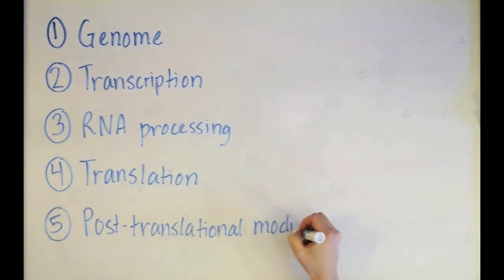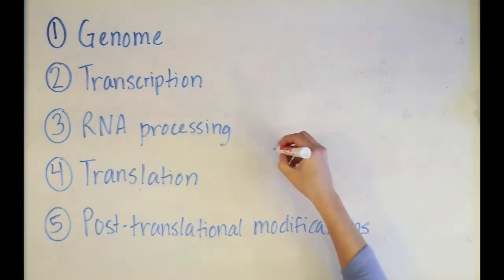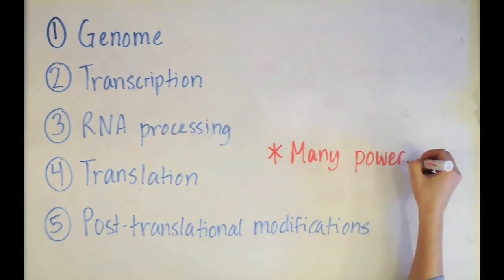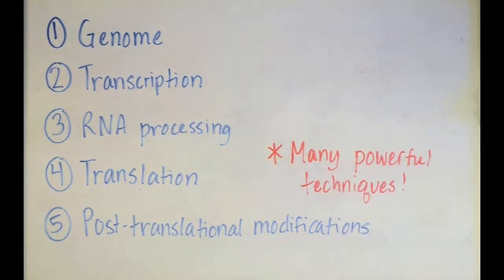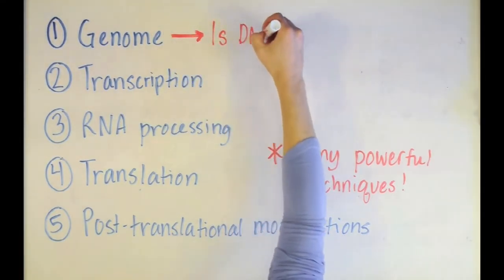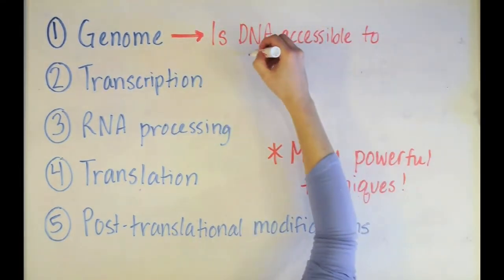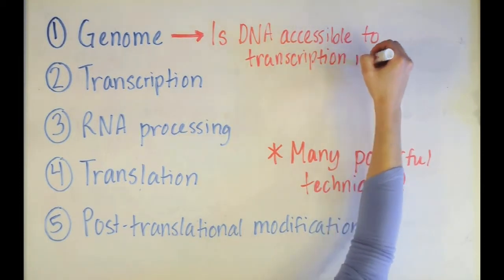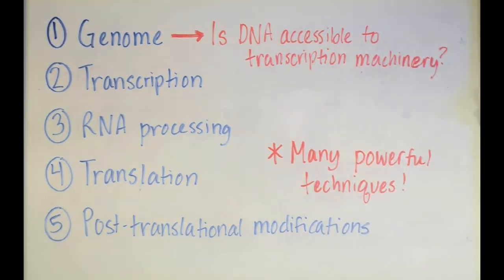There are many techniques that can be used to study gene regulation at each of these levels, but we're going to look at some highlights that will be useful in class or that you might come across in the primary literature. Let's start off with the genome. How do we study if the DNA that makes up a gene is accessible to the transcriptional machinery?